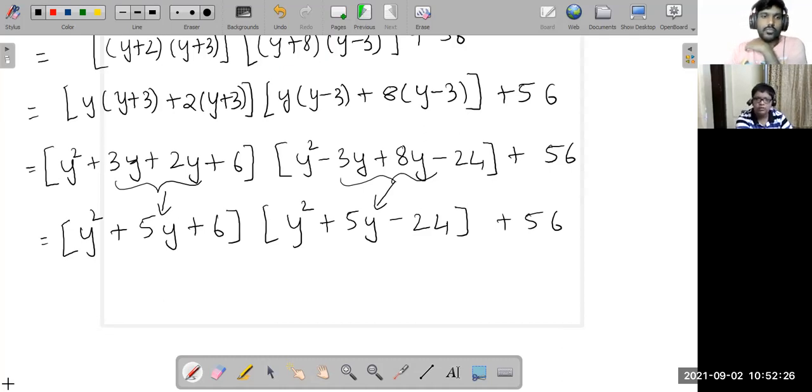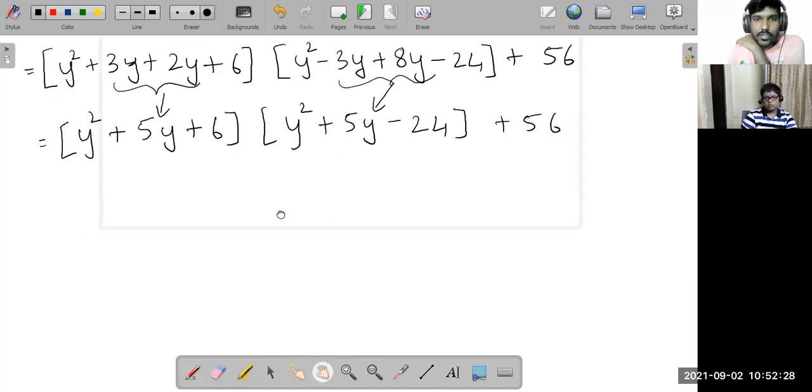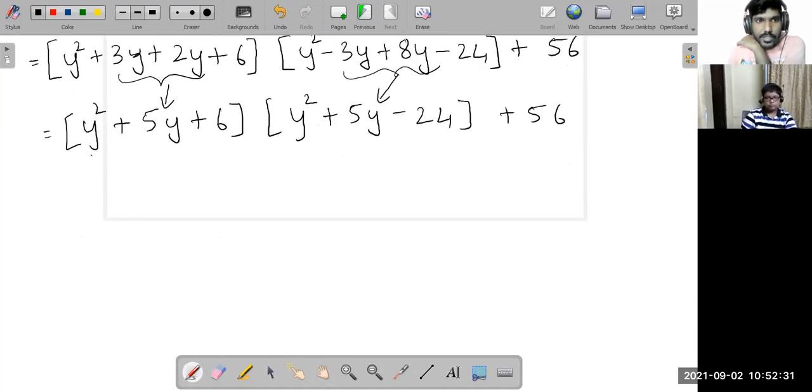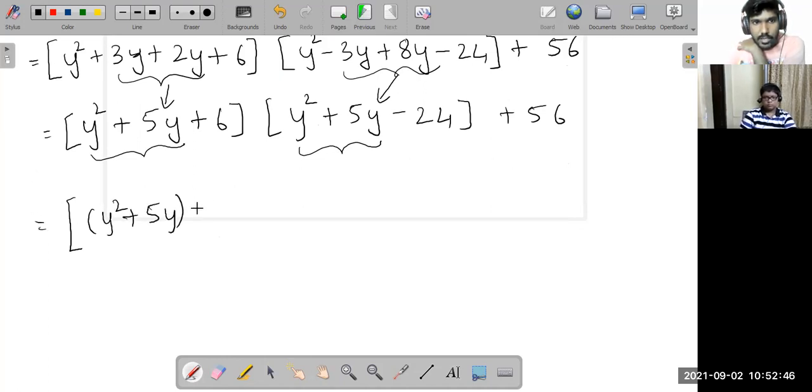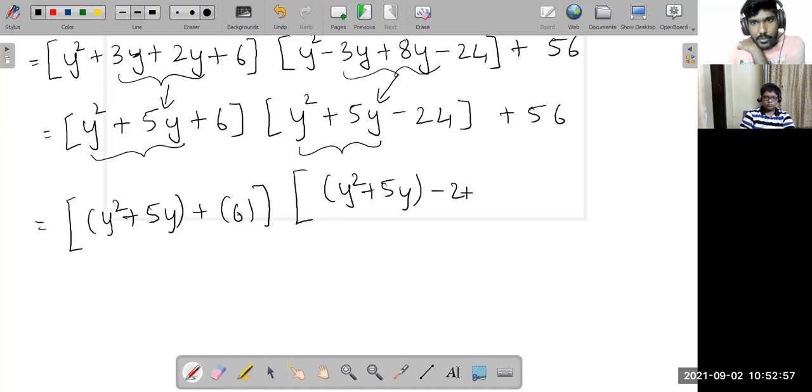Now, if you see in these two brackets, the first two terms are the same. So we can do a separation like this. The first bracket: y square plus 5y plus 6. I'm just putting brackets for separation. Then y square plus 5y minus 24, separating this, and plus 56.